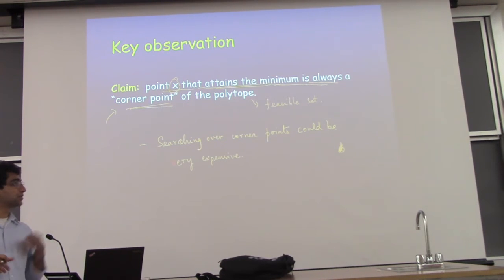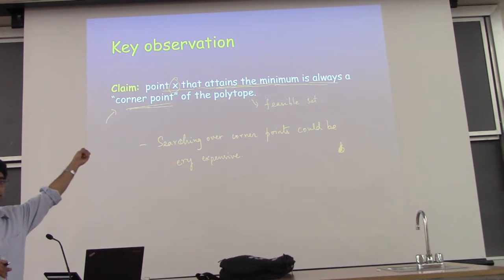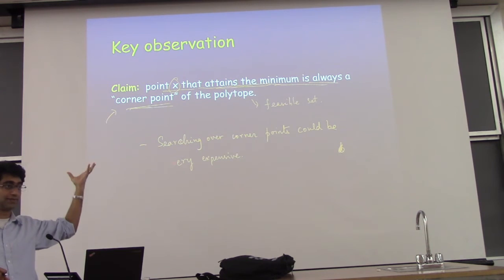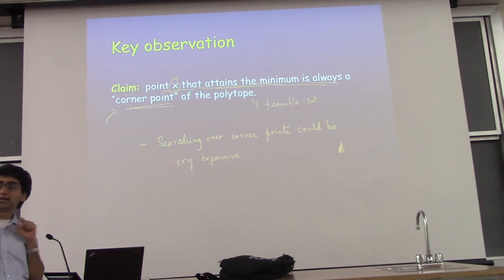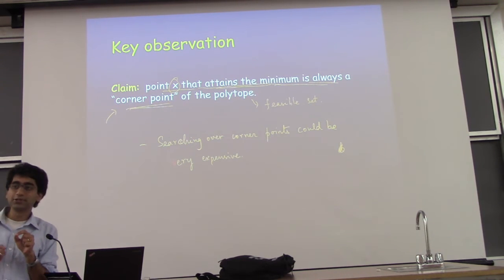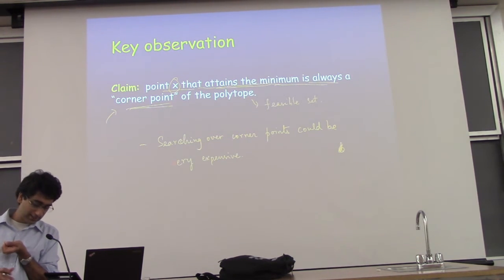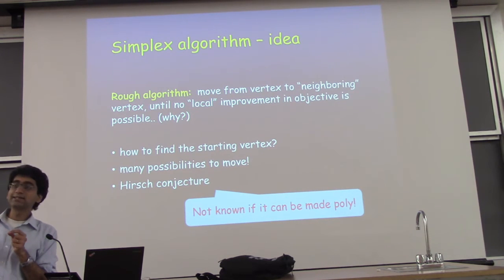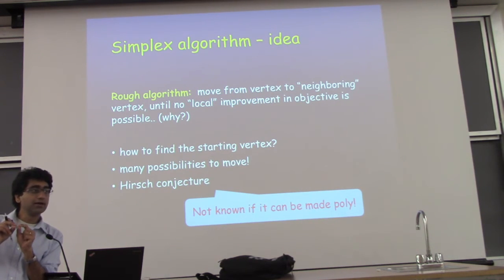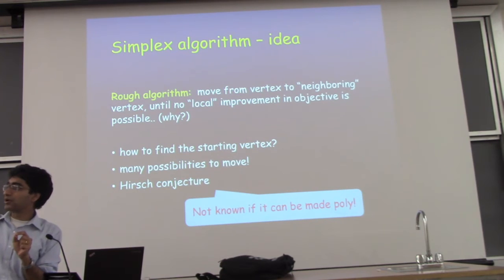And in some sense, you don't want to keep track of all the corner points, right? Because there are exponentially many of them. And in some sense, the simplex algorithm does something which you would naturally expect it to do. What it does is it starts at some corner point. Then it tries to jump from one corner point to the other.